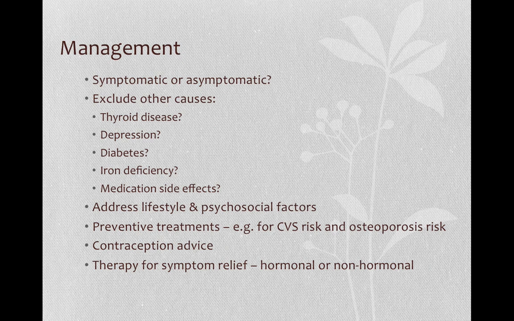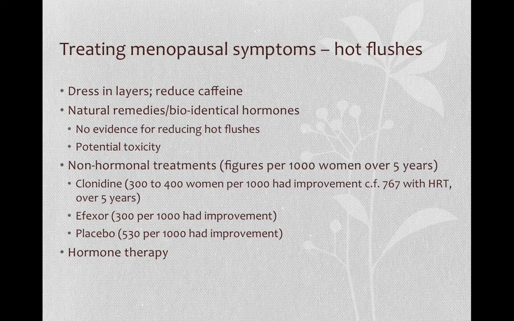When discussing management options with women at the perimenopause, it's important to know if they are symptomatic or not, and if so, how much of an impact these symptoms are having on their day-to-day life. It's also important that if a woman presents with symptoms thought to be related to menopause, that you think about things like thyroid disease, depression, diabetes and other possible causes of the woman's symptoms. And therapy for symptom relief can then be discussed, and it could be hormonal and or non-hormonal. And I like to discuss all these possible options with my patients and not just jump directly to hormone replacement therapy. So I've listed a few of the non-hormonal options for treating hot flushes in particular.